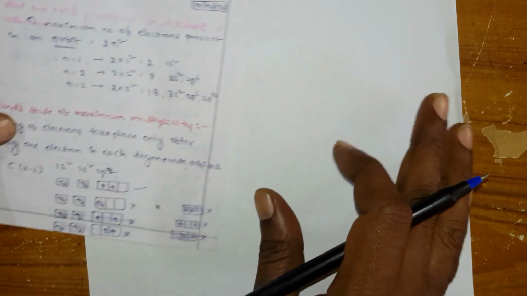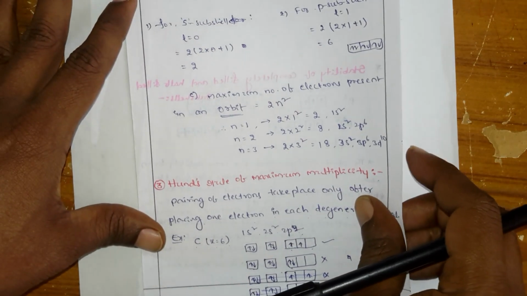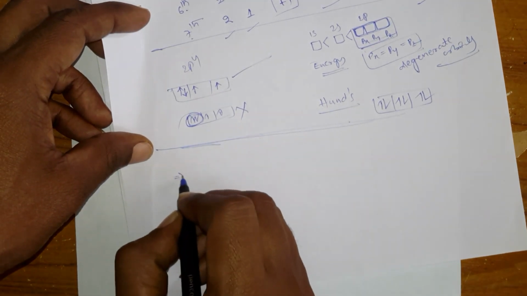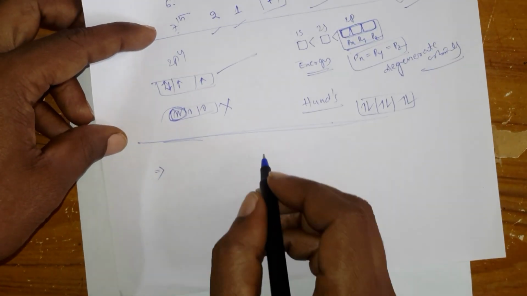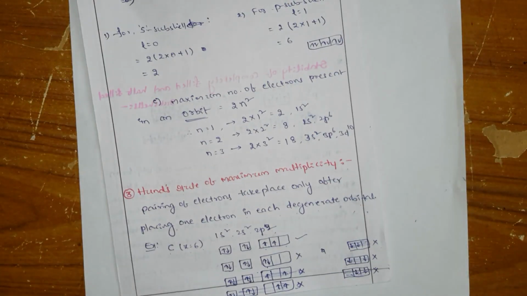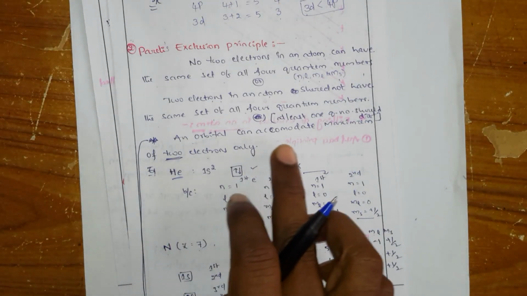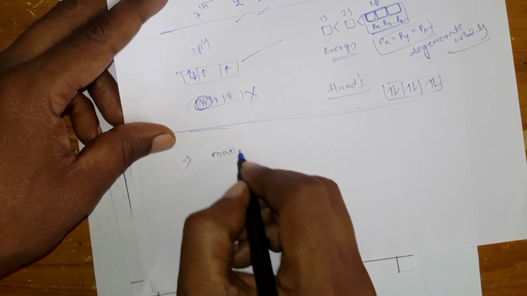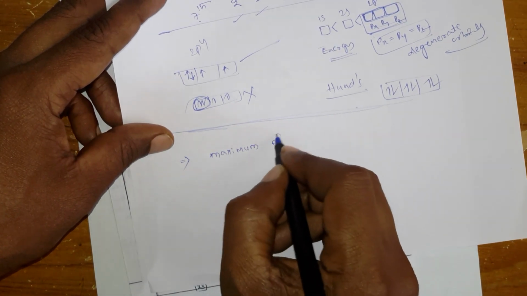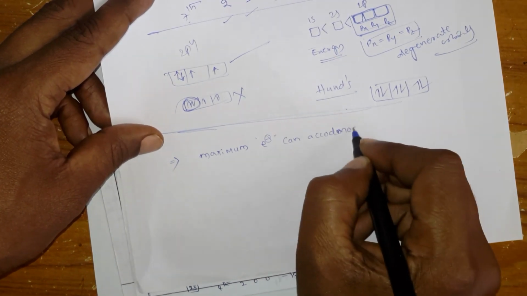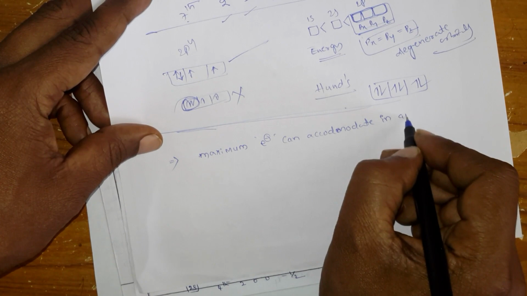Okay, right. Now you have some important rules, some important principles to attempt the multiple choice questions. The first is that an orbital can accommodate the maximum electrons in an orbital. How many?